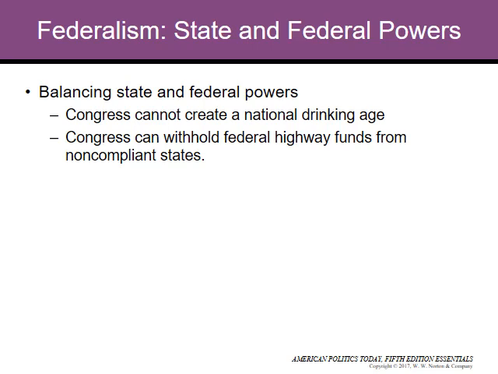It's a matter of balancing federal power with the power of the state. In this case, Congress cannot create a national drinking age. But Congress can play its role in the power of the purse to withhold federal highway funds from non-compliant states that don't abide by the policy. So in reality, Congress, because it has the power of the purse in funding highway systems, has the ability to dictate the success of a policy.